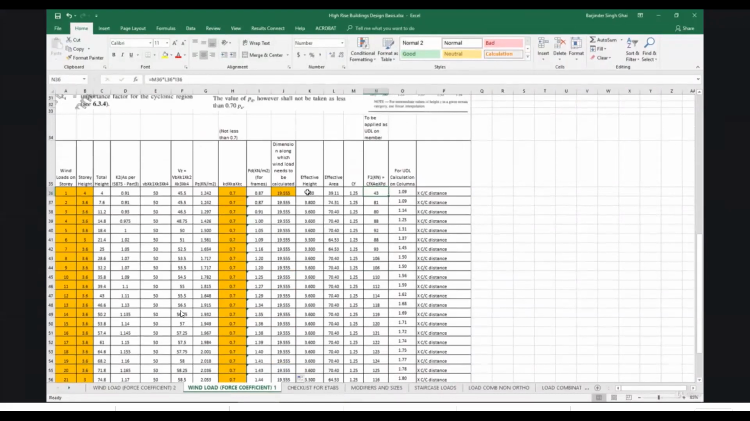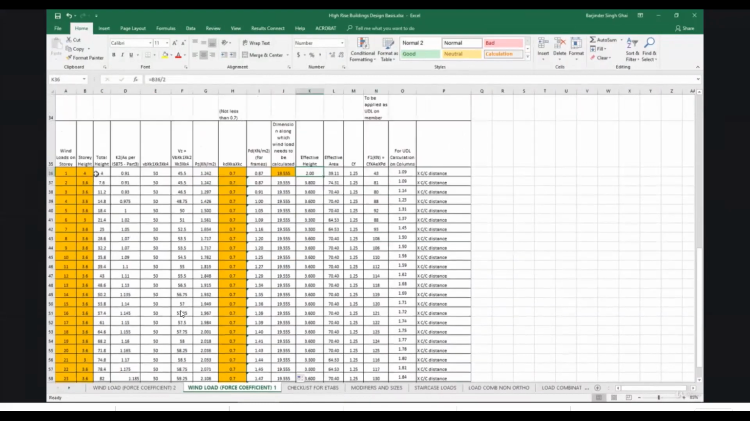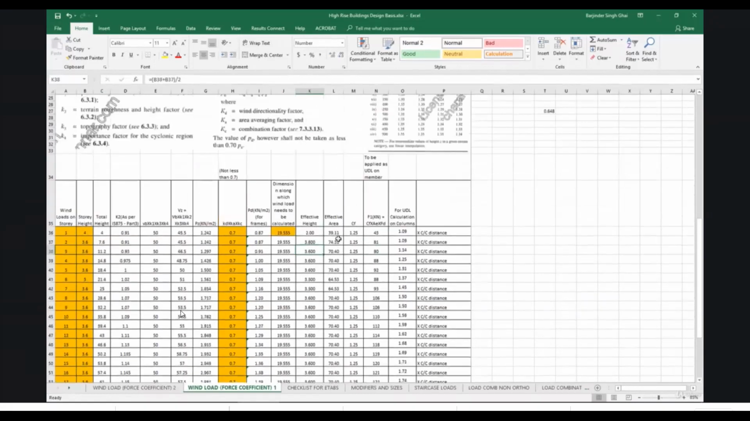Now H is nothing but the effective height. So effective height can be calculated by averaging the upper floor height and lower floor height. If we are right now talking about the 3.8 meter, how does it come? It comes by averaging this value, that is 4 plus 3.6 divided by 2. Or we can say the total height is 7.6, so the effective height is 3.8. And here you can see that 3.6 plus 3.6 divided by 2 comes out to be 3.6 meter.